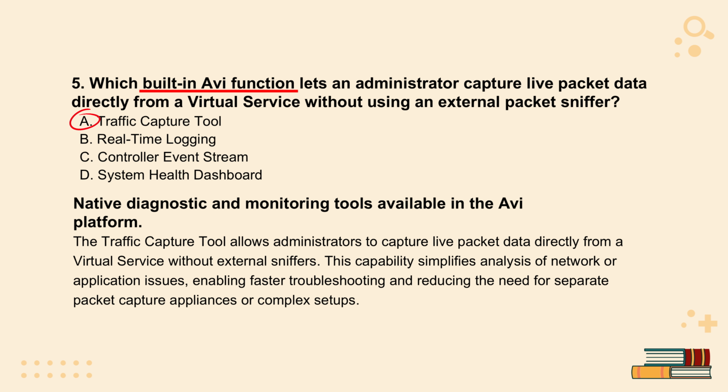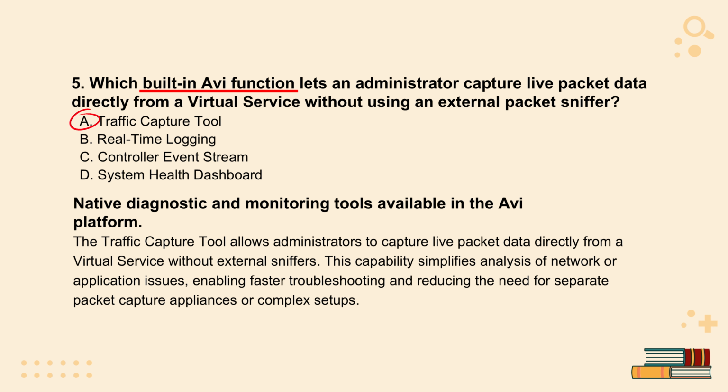Think about the traditional workflow. You suspect a weird issue with a specific virtual service. Normally, you'd have to figure out which SE is handling the traffic, maybe log into the hypervisor host, set up a port mirror, or try to run tcpdump or Wireshark somewhere that can actually see the traffic, filter it. It can be a real hassle. Yeah, I've been there. Not fun.